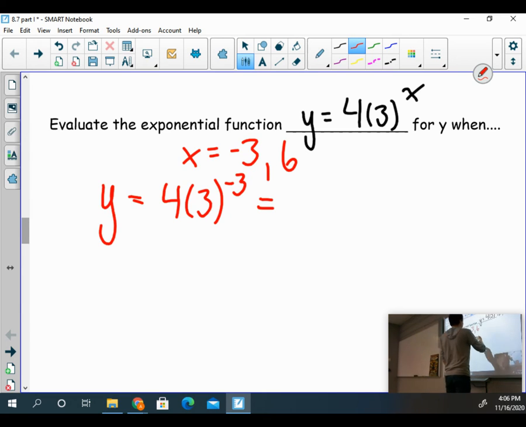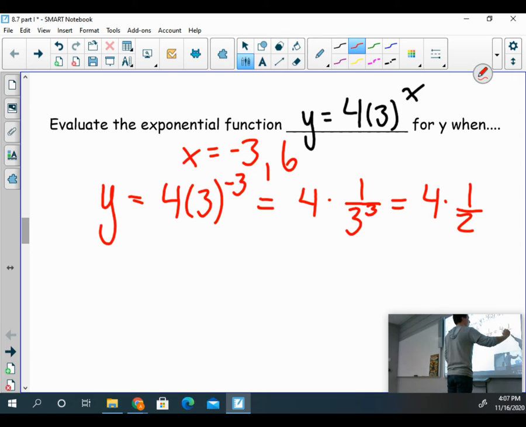You know with negative exponents, we put them in fractions. So this isn't 4 times 3 to the -3rd. It's 4 times 1 over 3 to the 3rd, which is 4 times 1 over 27, or 4 27ths.